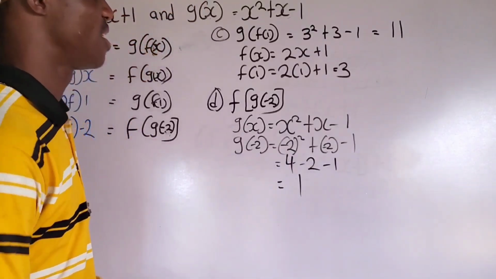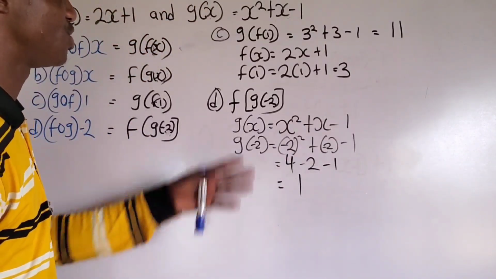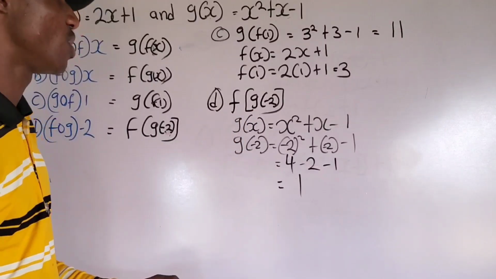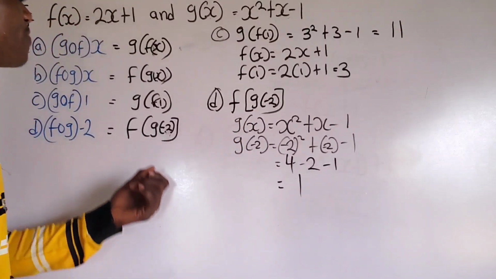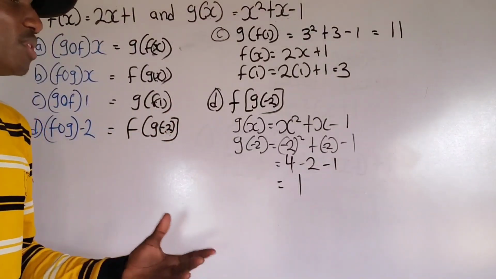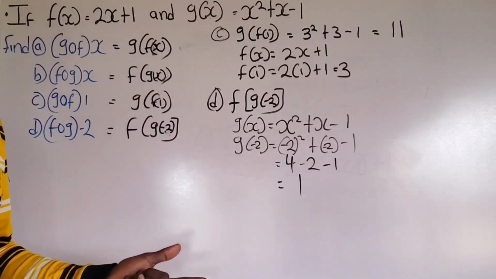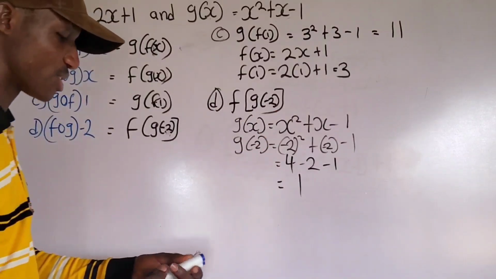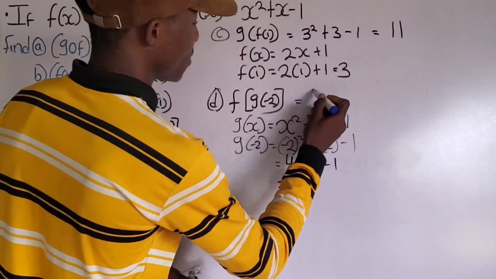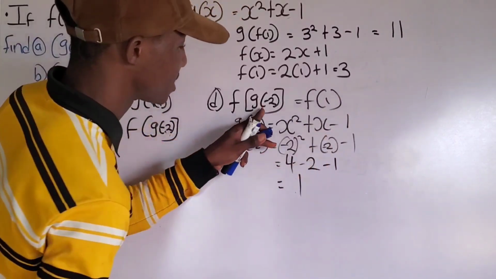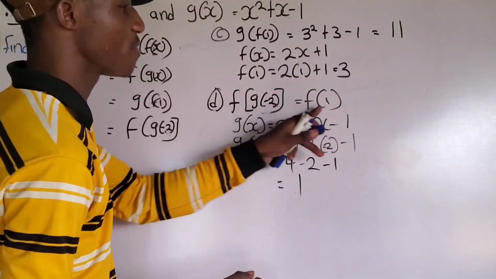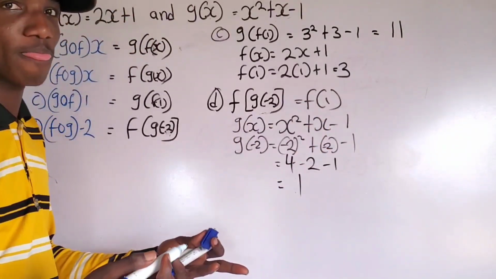Now, having gotten 1 as g(-2), we can now find f(g(-2)). Since we know that f(x) is 2x plus 1, that means that f(g(-2)) will be f(1). Please pay attention. g(-2) is 1, right? So I'm going to have f(1), because when I evaluated this, I got 1. So I'm looking for f(1) now. Do you understand what I'm doing?